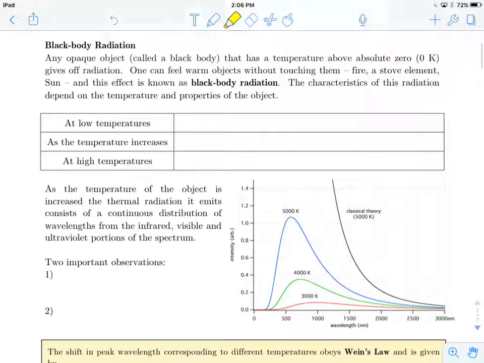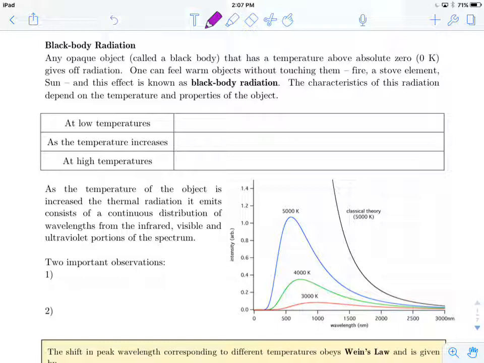So let's talk first about blackbody radiation. Really, blackbody radiation is when any opaque object, that's what we refer to as a black body, that has a temperature above absolute zero, is going to give off radiation, and most of the time it's going to be thermal. You can feel how warm something is without actually touching it, right? So fire, or an element on your stovetop, this effect is known as blackbody radiation, and the characteristics of this radiation depend on the temperature and the properties of the object.